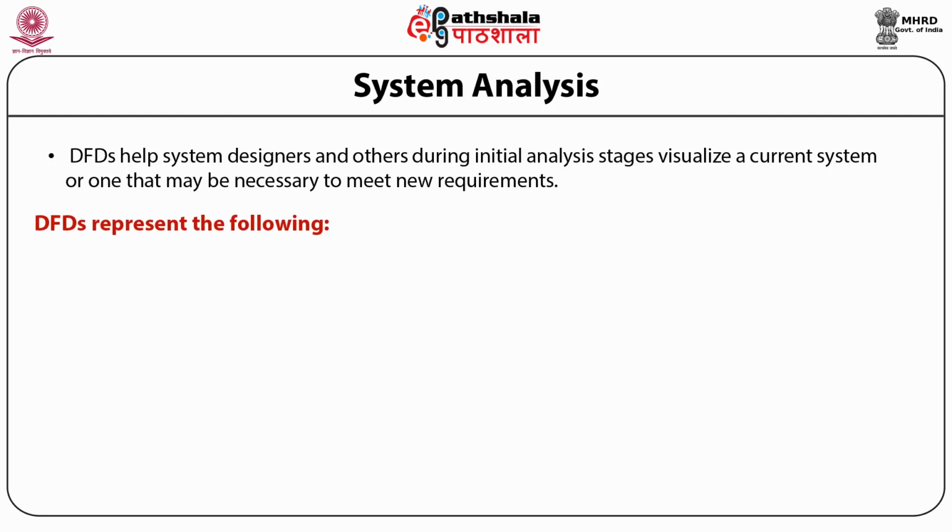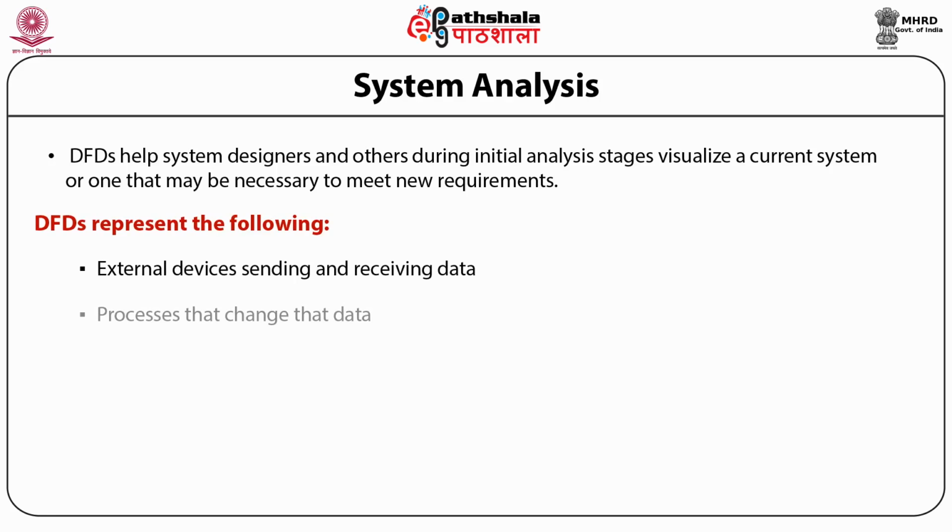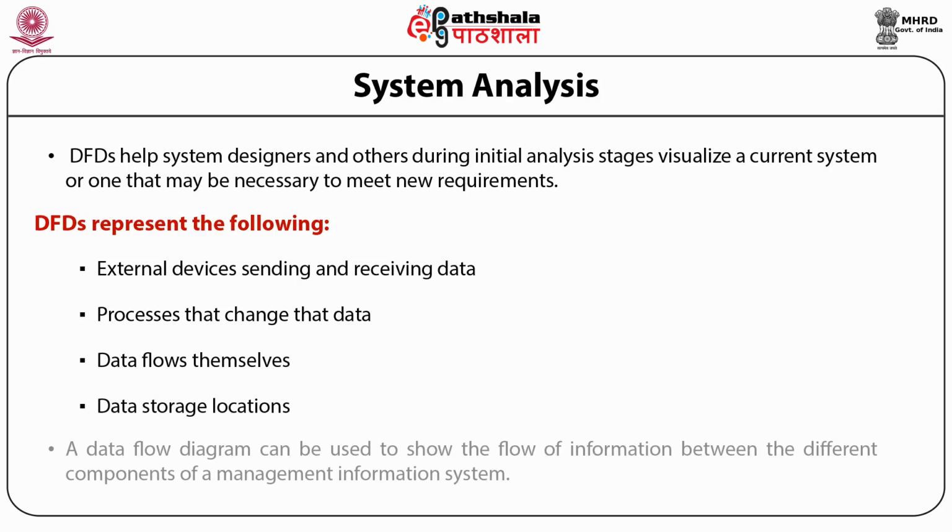Data flow diagrams represent the following: external devices that are sending and receiving data, the processes that change the data flow themselves, and data storage locations. A data flow diagram can be used to show the information flow between different components of the management information system.